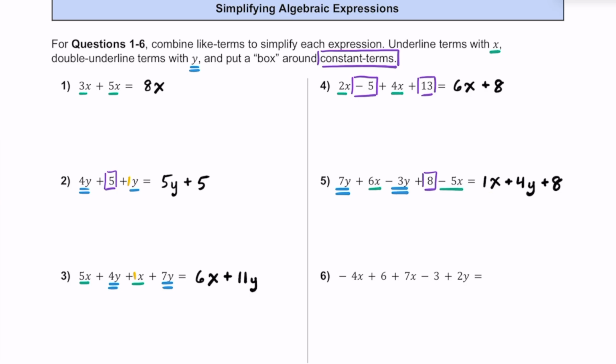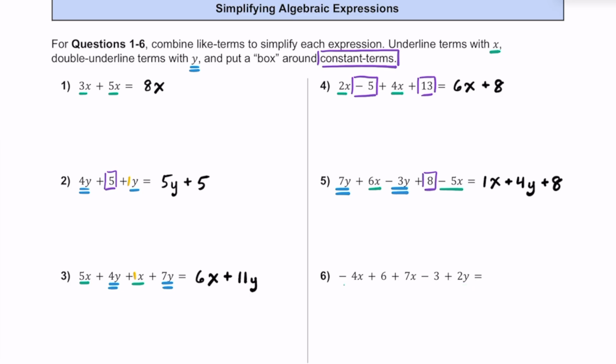Okay. For number 6, keep in mind that we do have a negative 4x here. We have a positive 6 here. We have a positive 7x here. This 3 here is technically a negative 3 if you add a negative 3 instead of subtracting a positive 3. Again, you can turn all subtraction into addition. And then we have this plus 2y here. So the plus signs are a little bit easier to deal with.